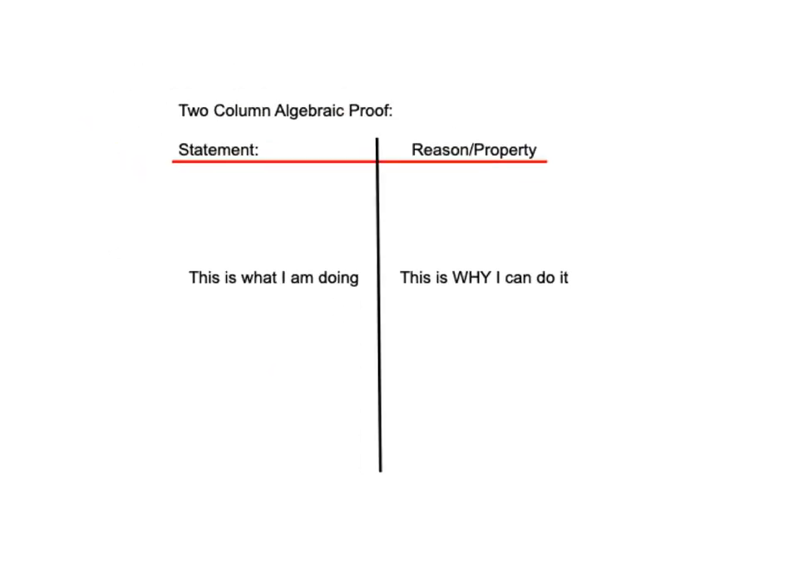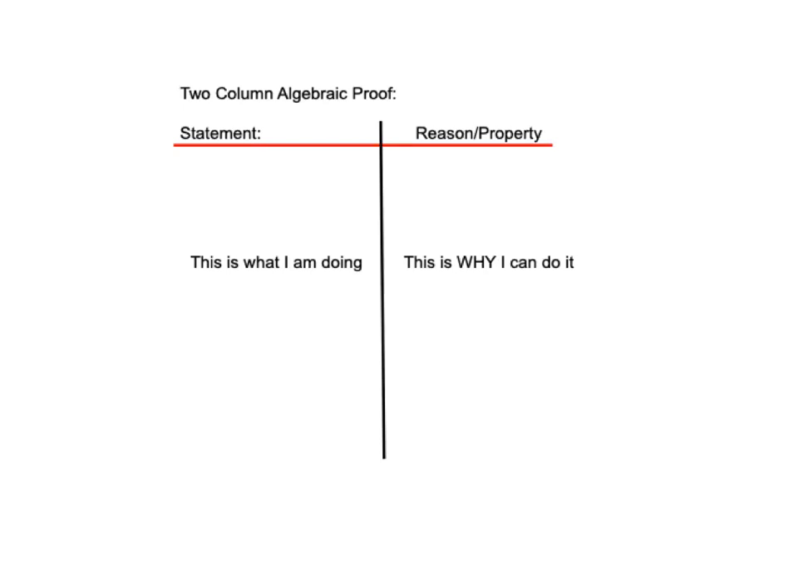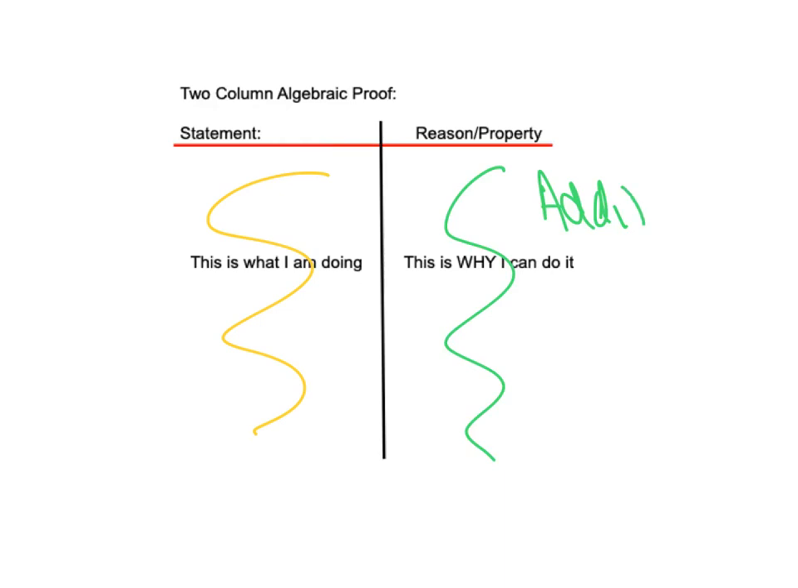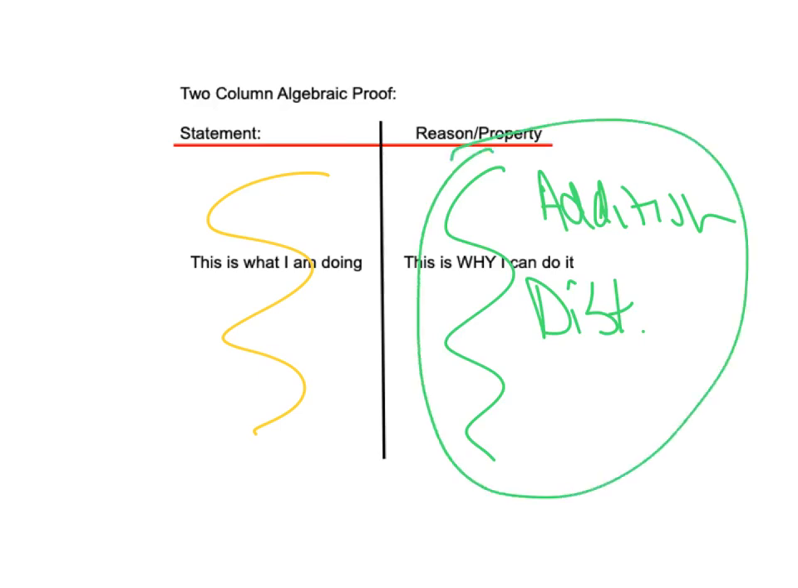Okay, so here's what a 2-column algebraic proof looks like. If you notice, there are 2 columns. We have the left column over here, and we have the right column over here. The column on the left is what we are saying is true. The column on the right is why we can say it's true. So over here on the right is where we would put those properties: the addition property, the subtraction property, the distributive property. All of those properties that we just talked about in the last couple of slides, those go over here. The results of our equations, like what we get each time, go on the other side. So let's see what that'll look like.